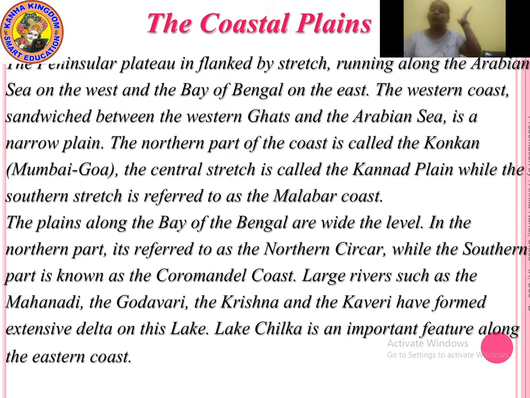Now, on the western coast, how many types of coastal areas do we have? The Konkan coast, the Kannada Plain and the Malabar coast. On the eastern side, we have the Northern Sarkar and the Coromandel coast, and one of the most important lakes, Lake Chilka.